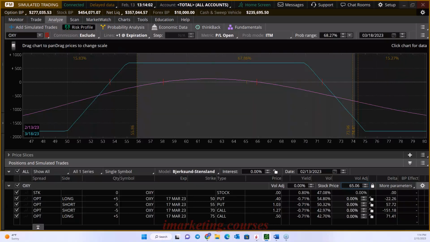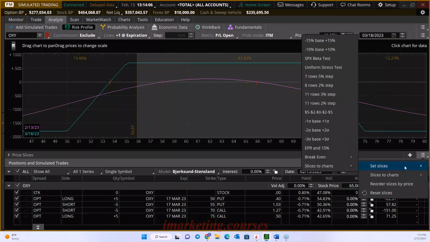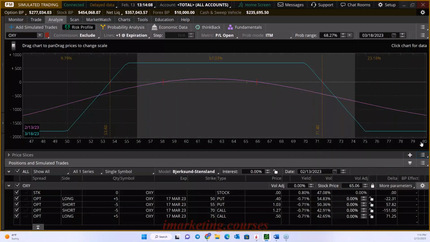If you adjusted the price slices to break evens, it's pretty narrow. We're at a 67% chance of having this happen, but there's a 23% chance to the upside. So it's about a 1 in 4 chance we should have some headache.